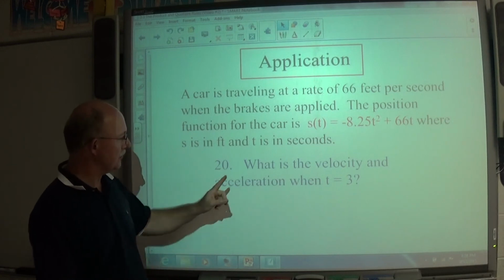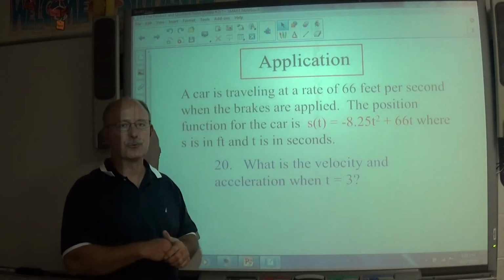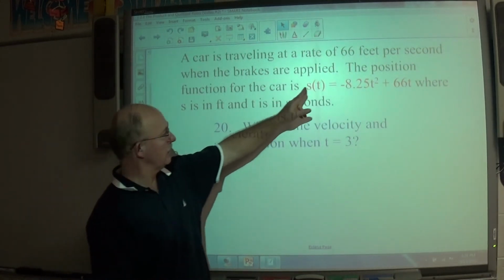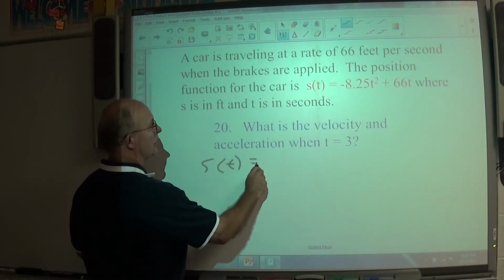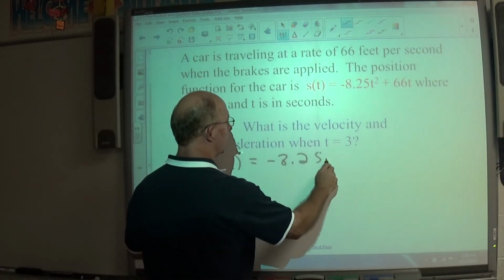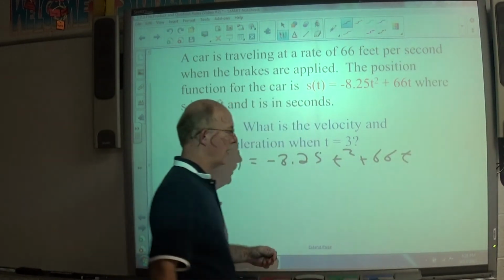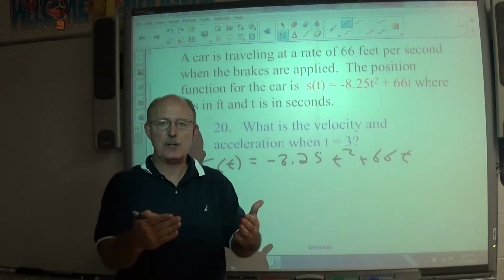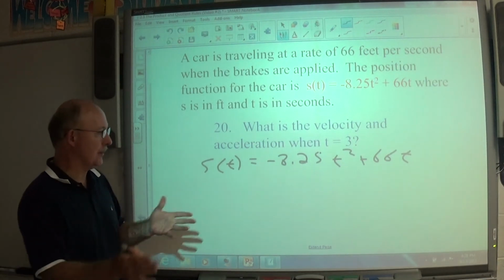So two things we got to get. One is the velocity and acceleration when t equals 3. So the velocity and the acceleration. T equals 3. Now this is our position function here. So let me bring that down here. So s of t equals negative 8.25 t squared plus 66t. All right. Remember now, velocity is the first derivative. Acceleration gives you the second derivative. All right. So let's get our first derivative, and then I'll substitute in for t.